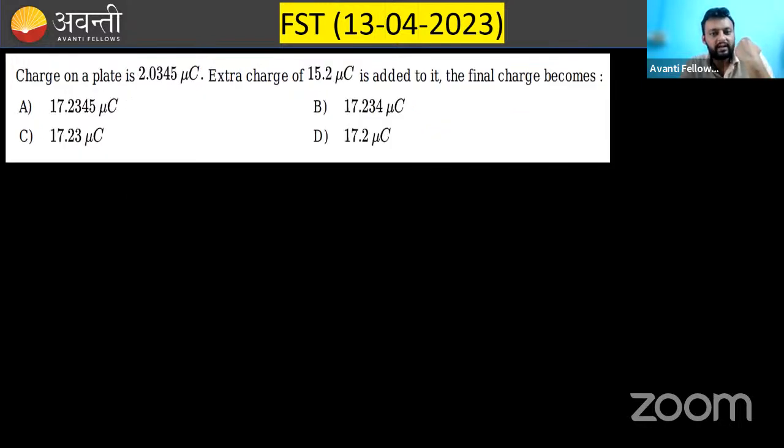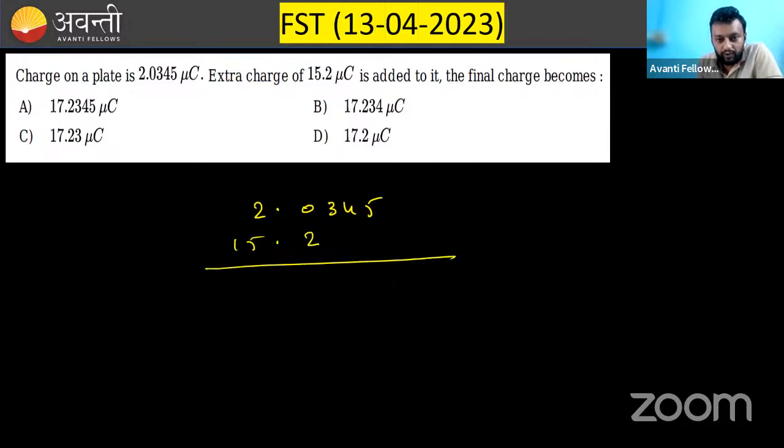Now in this question, what is correct answer? This is again simply a calculation based question, and then there is a rounding off thing. They are saying that there is a charge 2.0345 microcoulomb and an extra charge 15.2 microcoulomb is added to it. If you solve this, it will become 17.2345. This is the total charge.